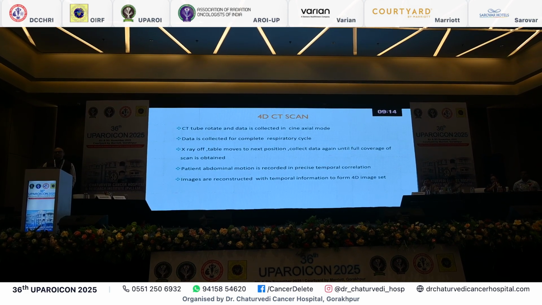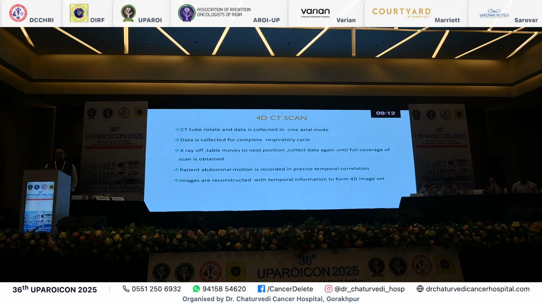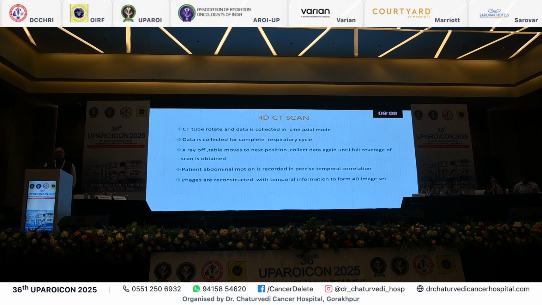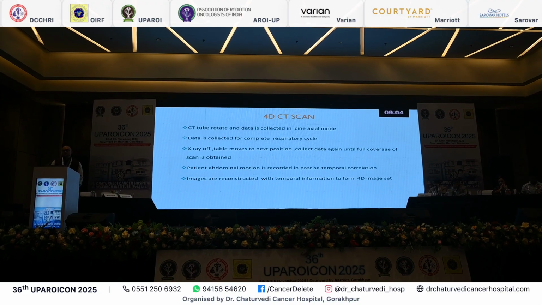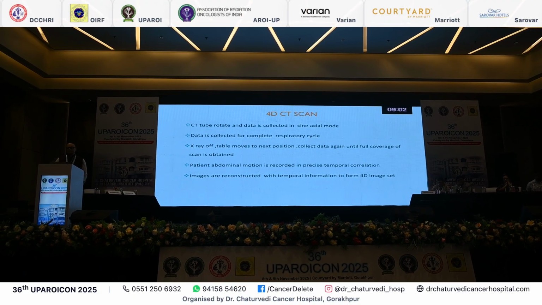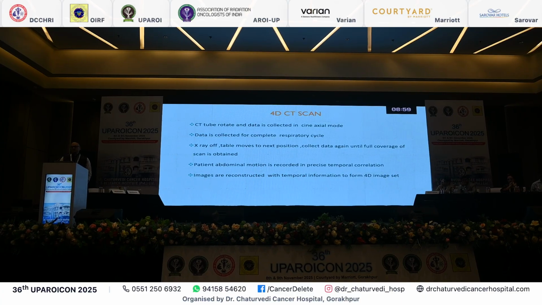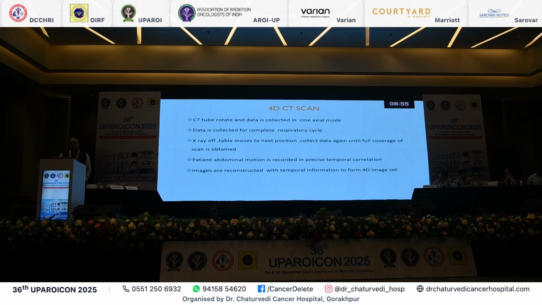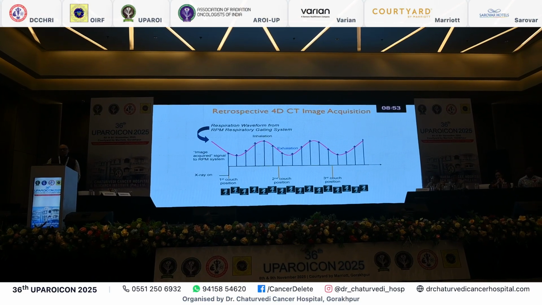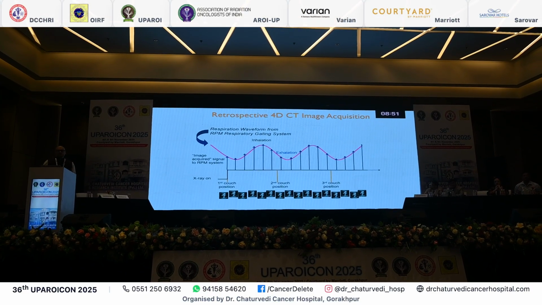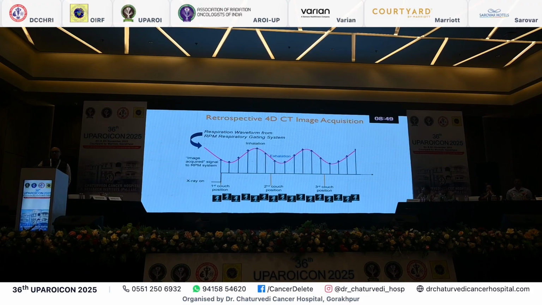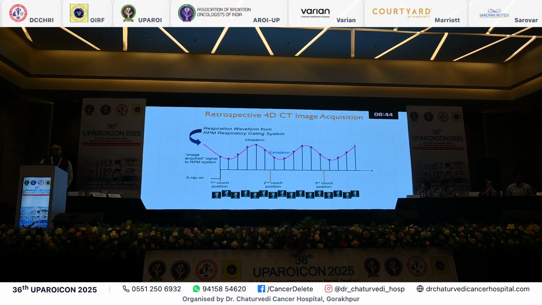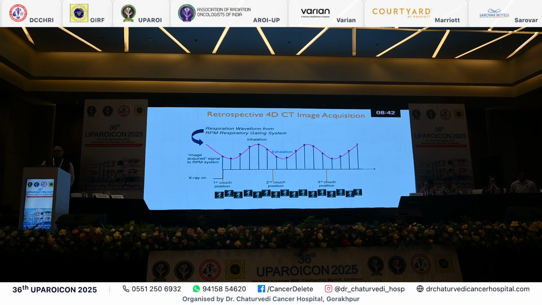Then a 4D CT scan. This is a CT scan tube which rotates and collects data in a cine axial mode. Data is collected for a complete respiratory cycle, then the table moves to the next position and collects data again until full coverage of the scan is obtained. Patient abdominal motion is recorded in precise temporal correlation and images are reconstructed with temporal information to form the 4D CT set. This can be done in two ways, retrospective and prospective. Retrospective is through the RPM gating system, where the image is acquired and couch positions are noted.